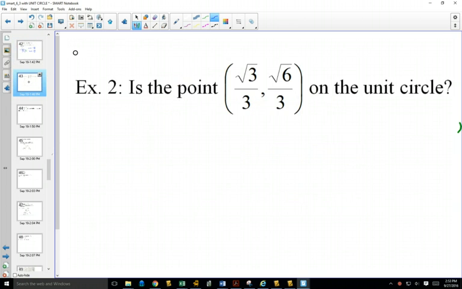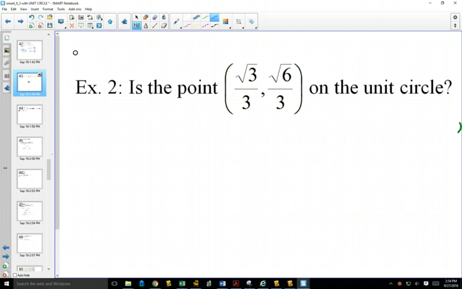Question number 2. Is that point on the unit circle? Well, it's not on the unit circle as far as one of our memorized values. So if you check all the points that we labeled on our unit circle, it's not on there as one of our memorized ones. But it might be one of the points in between that we didn't label. So how do we find out whether or not that point is on the unit circle?